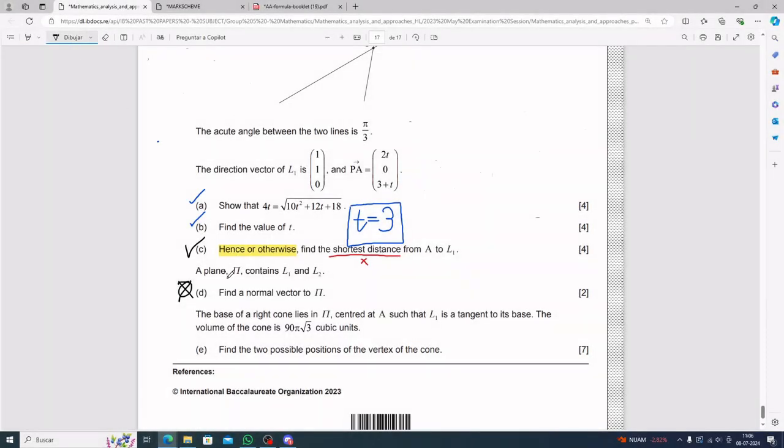Alright, you guys, and now for part D, they tell us that a plane, with this symbol, contains L1 and L2, and we need to find a normal vector to that plane. Now, what the heck is a normal vector? What is going on, etc. So, the word normal in this context is not very normal. It's actually quite confusing, to say so myself.